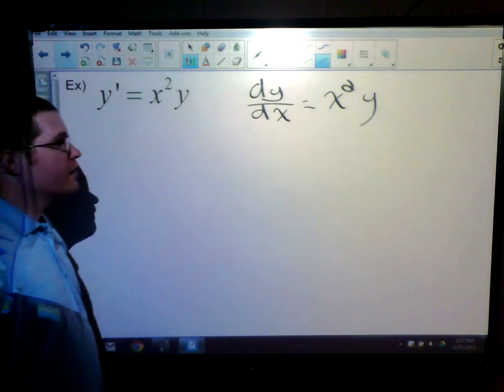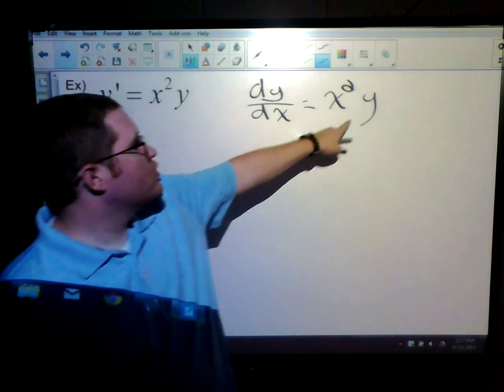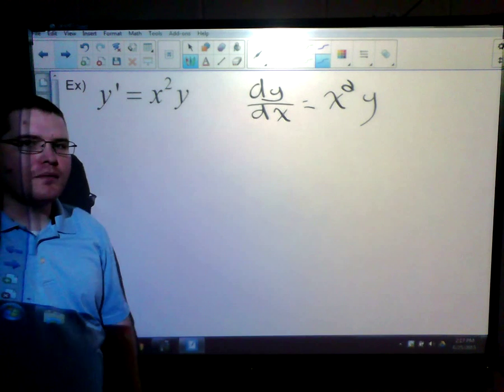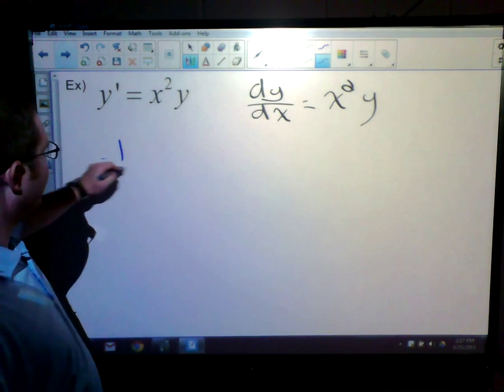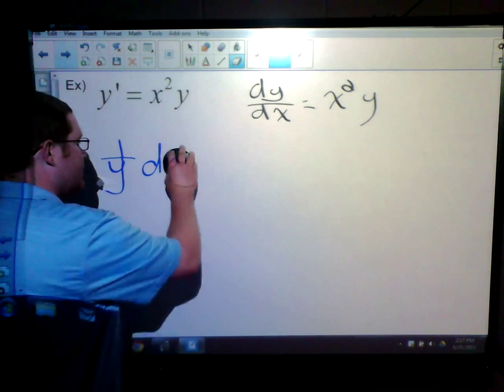Now let's separate my variables. Let's get all the y's on one side and all the x's. If I move this y over here, I'm dividing by y, but I don't want to divide. That makes the problem too ugly. I'm going to multiply a 1 over y, dy.